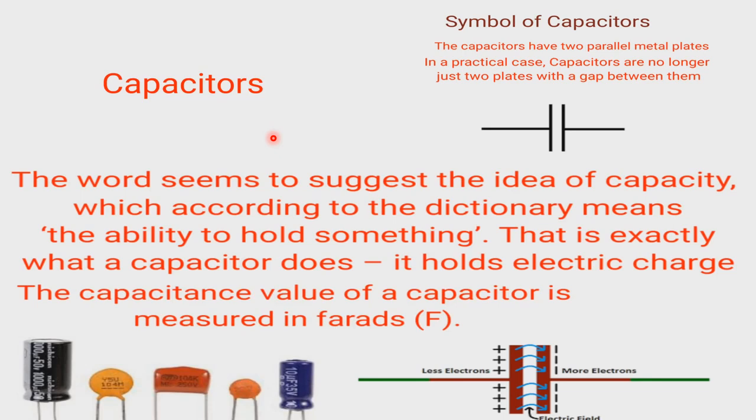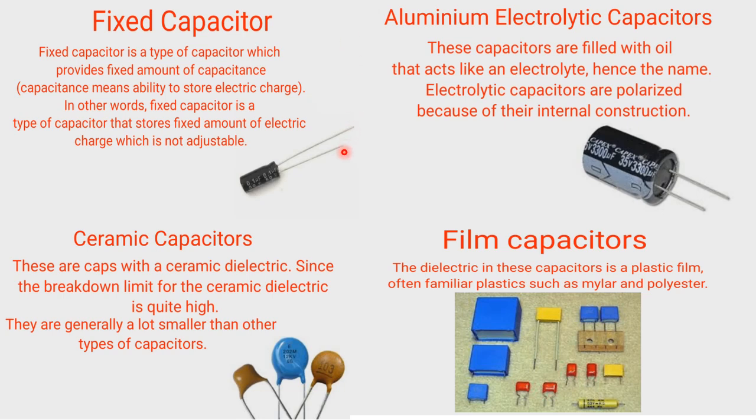The capacitance value of a capacitor is measured in farad, F. Some of the types of capacitors are the fixed capacitor. A fixed capacitor is a type of capacitor which provides a fixed amount of capacitance. In other words, a fixed capacitor stores a fixed amount of electric charge which is not adjustable. And the next type of capacitor is the aluminum electrolytic capacitor.